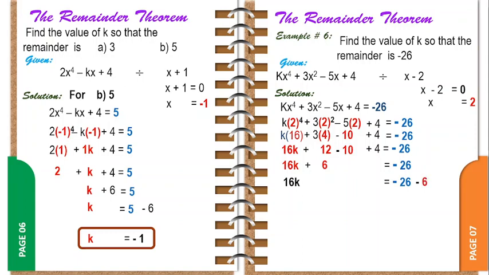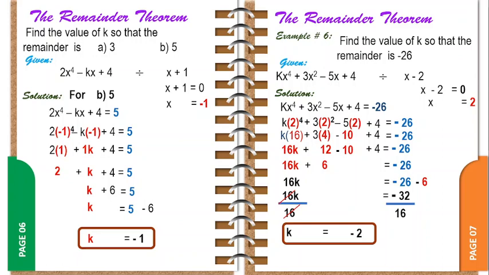Then again, using the addition property of equality, negative 26 minus 6. 16k is negative 32. When you are adding the same sign, just add the absolute value and copy the common sign. To solve for k, just divide both sides by 16. So cancel the common number in the numerator and the denominator, so that the value of k is negative 2.